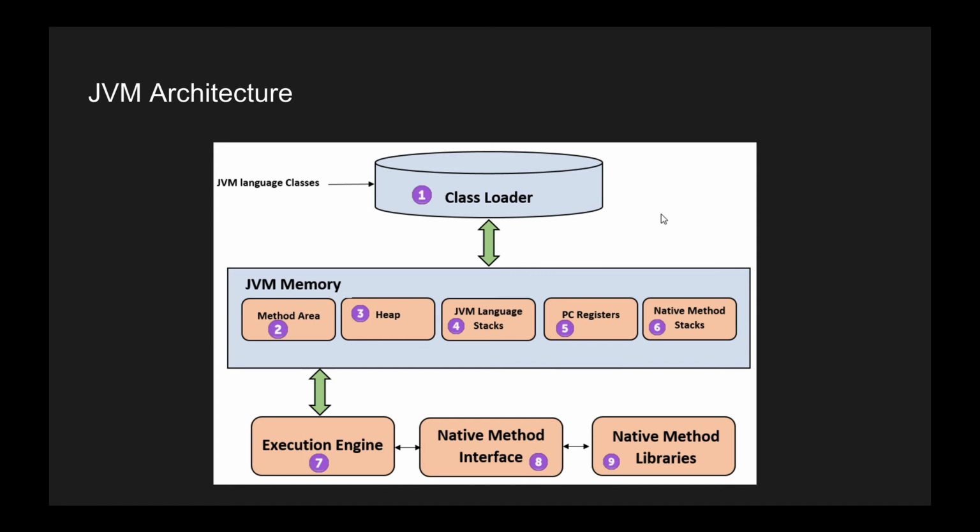The actual execution of the bytecode occurs here in the execution engine. The execution engine executes the instructions in the bytecode line by line, by reading the data that comes from the memory areas that we just looked at. The execution engine has two important processes to execute the instructions. One is the interpreter, and the other is the JIT compiler, the just-in-time compiler.